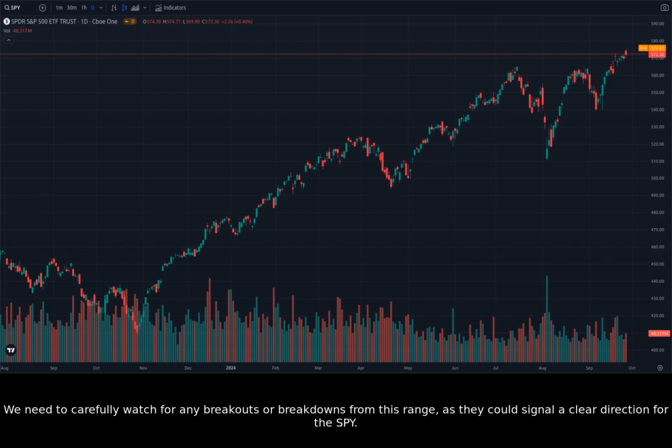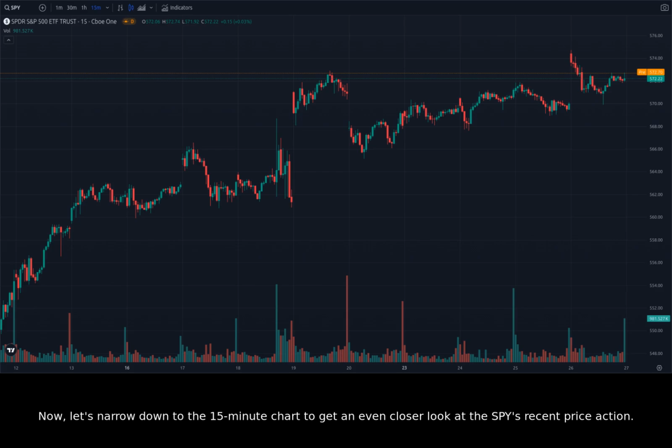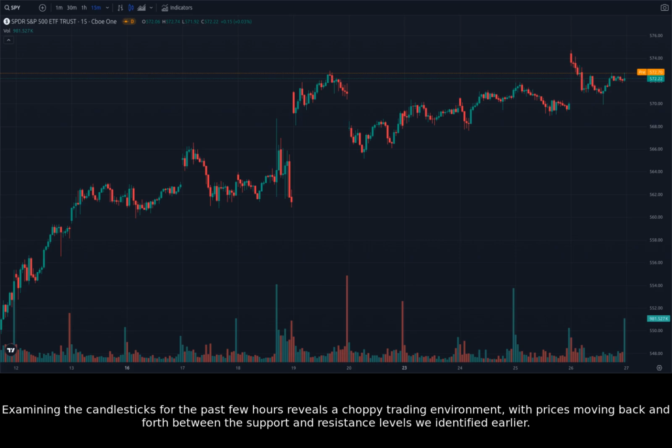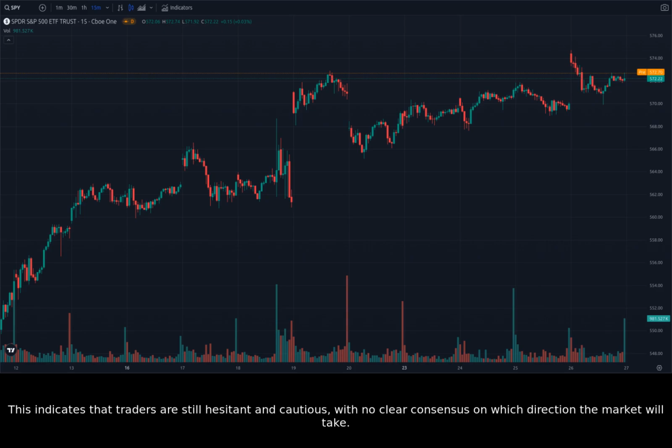Now, let's narrow down to the 15-minute chart to get an even closer look at the SPY's recent price action. This time frame provides us with a more granular view of the market's short-term dynamics. Examining the candlesticks for the past few hours reveals a choppy trading environment, with prices moving back and forth between the support and resistance levels we identified earlier. This indicates that traders are still hesitant and cautious, with no clear consensus on which direction the market will take.